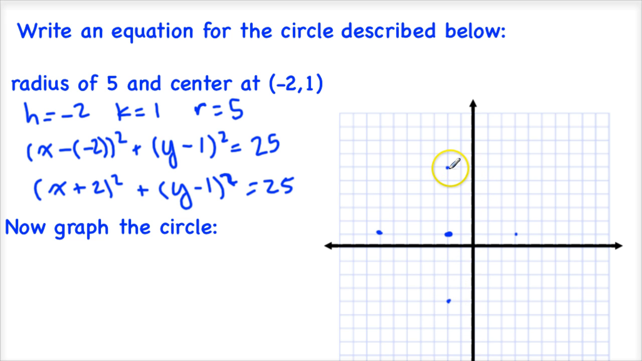All right, and then we're going to connect those as best we can with curves to make this shape look like a circle.